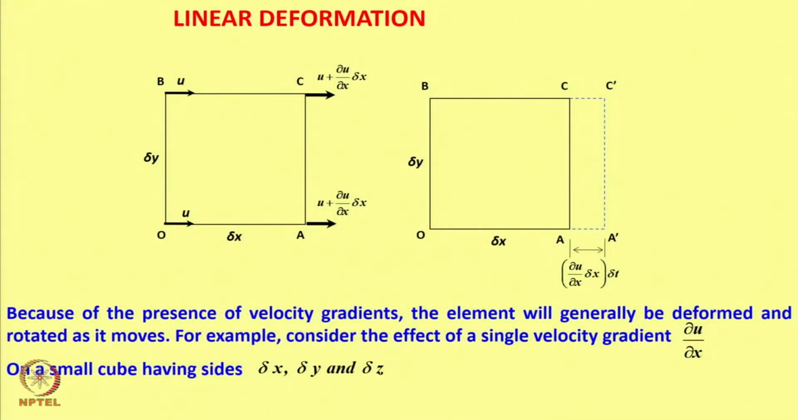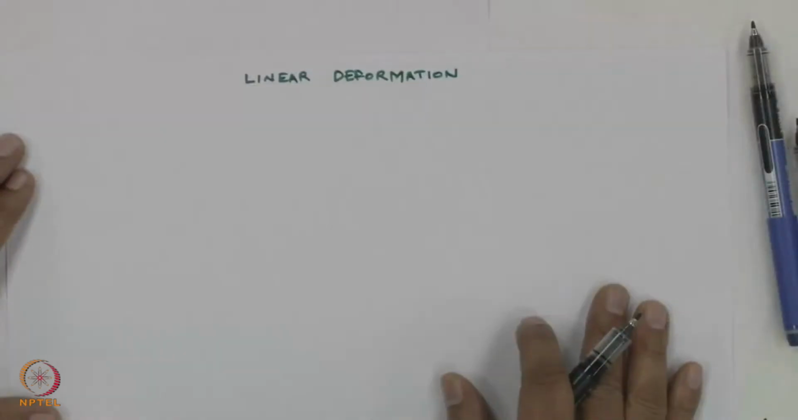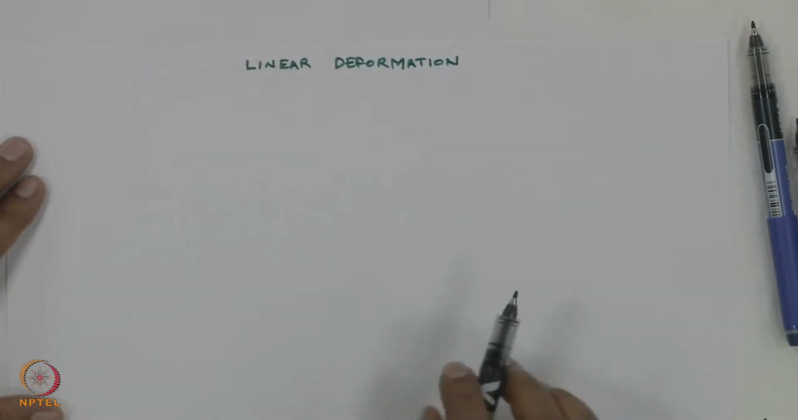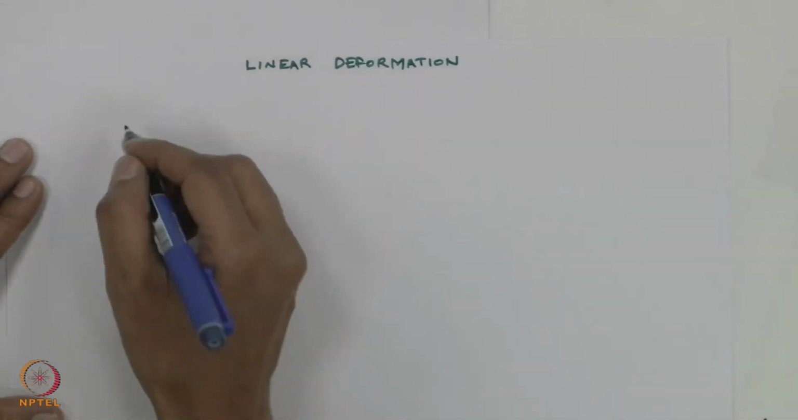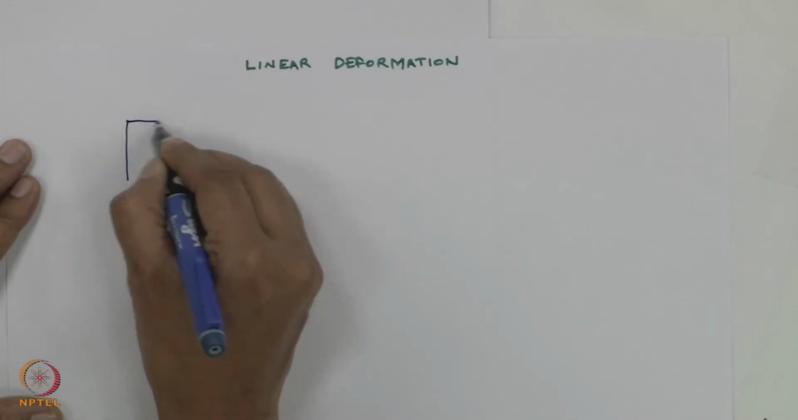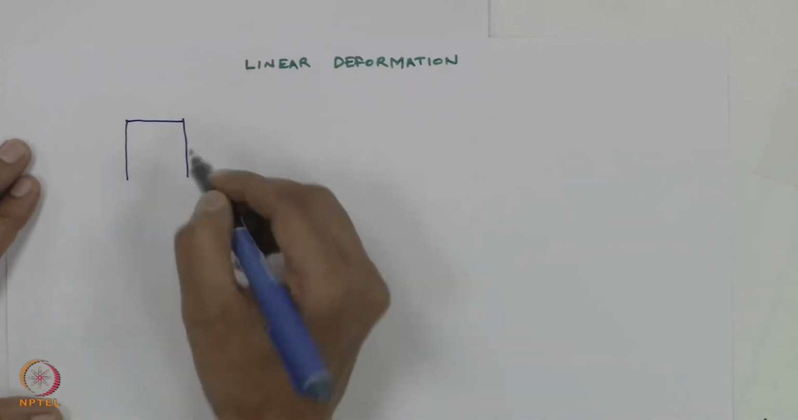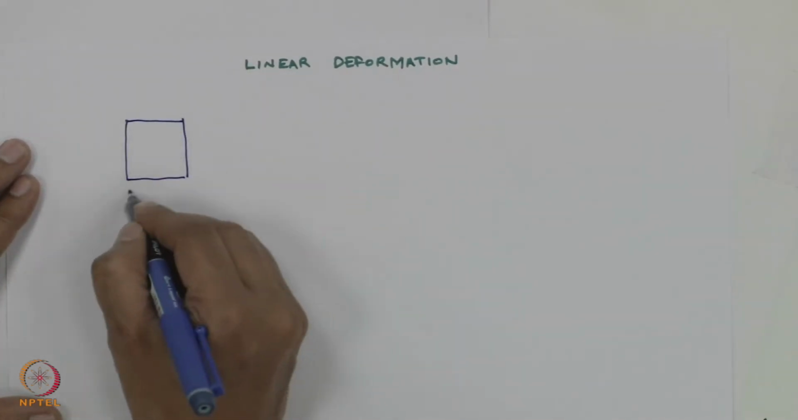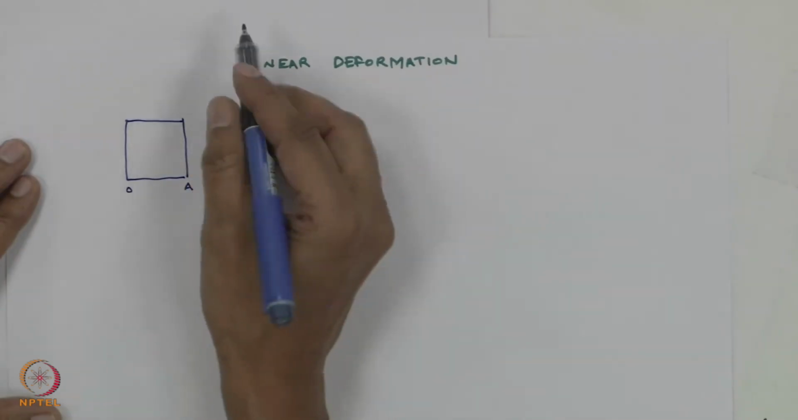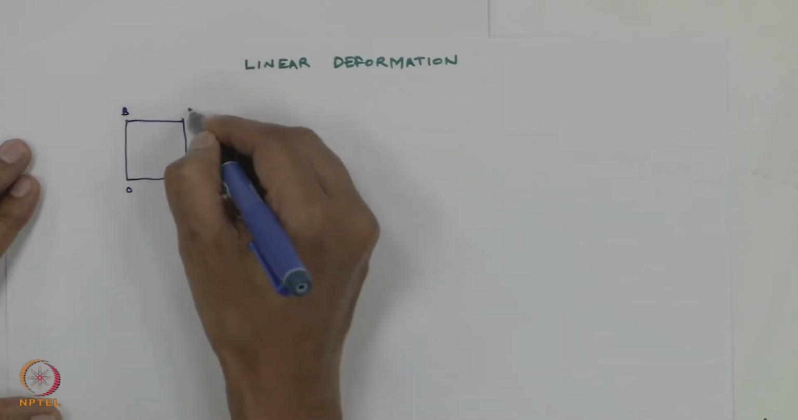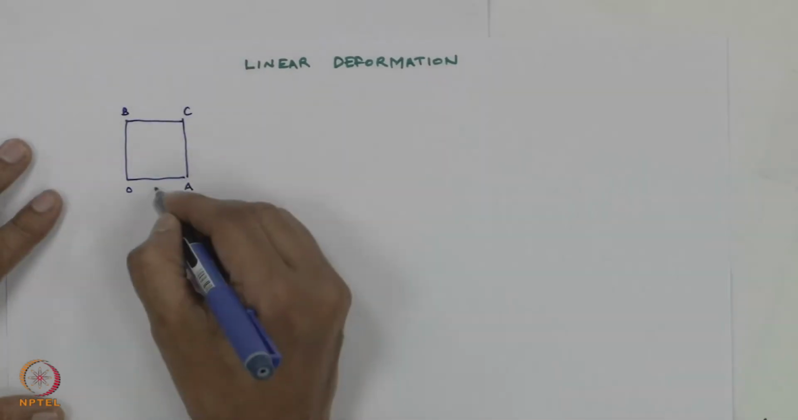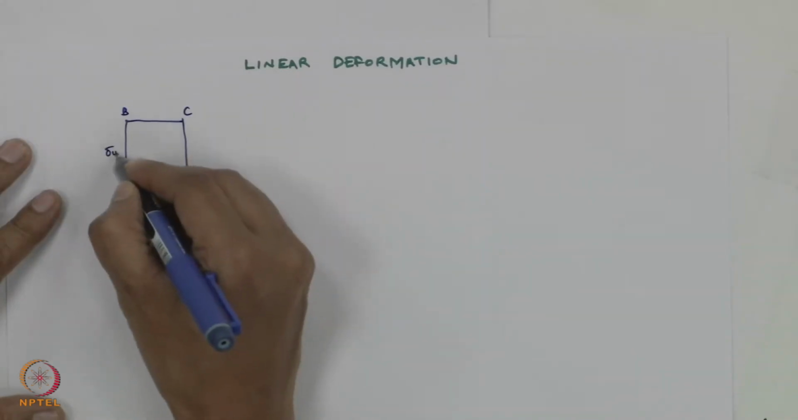Now let us move on, back to slides, linear deformation. So let me come back to the write-up. Let's now start deriving. Linear deformation. If I draw the square, let us call this O, A, B and C, and this is delta x, delta y.